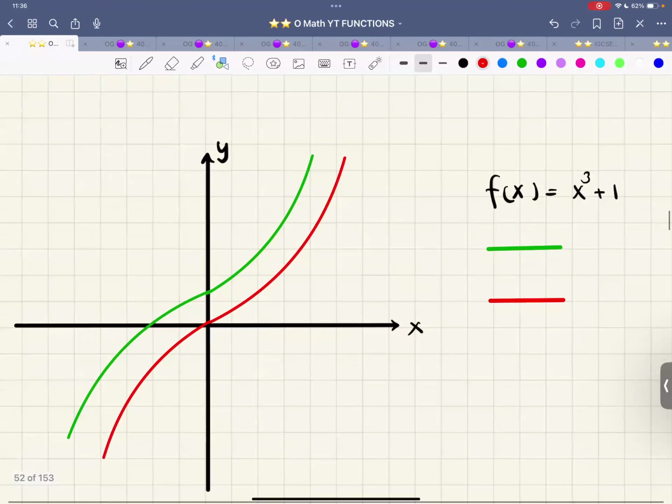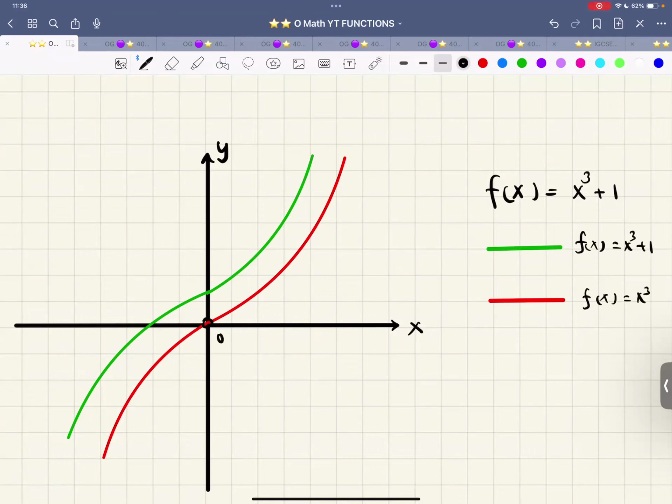Okay, so now let me label it properly. So the green one is f(x) = x cube plus 1. The red one is f(x) = x cube. Focus on the turning point. This is (0, 0). Now it's becoming (0, 1).